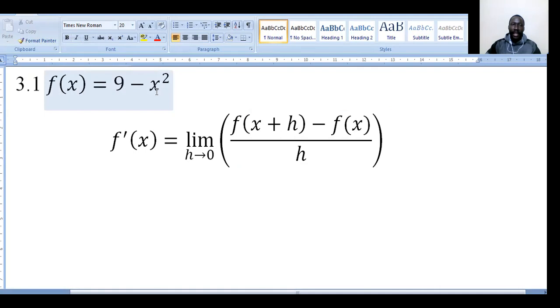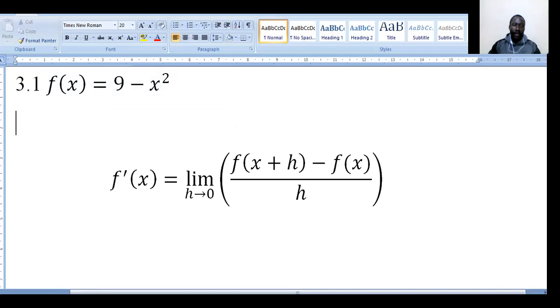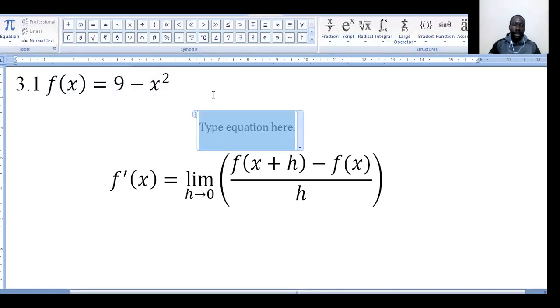Only that where there is x, we now substitute x plus h. That way, we can determine the value of f of x plus h, which we can then substitute right inside here. So let's just have it right here as f of x plus h, that is x plus h.